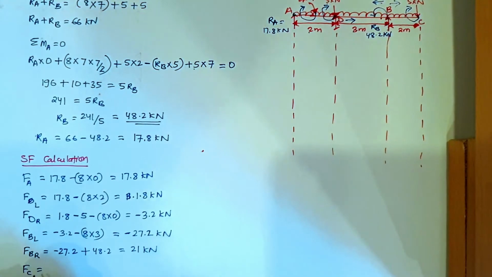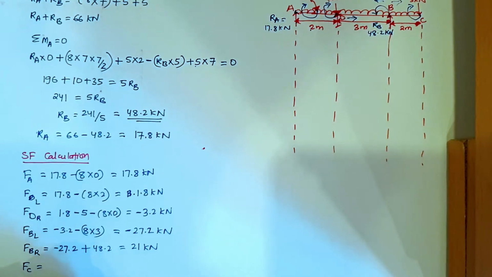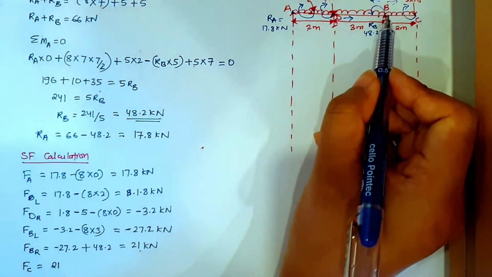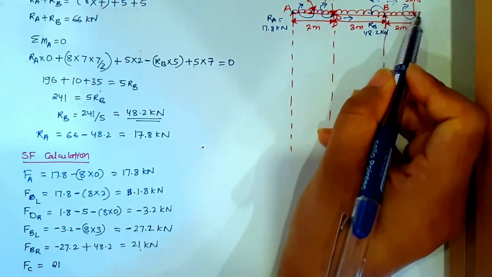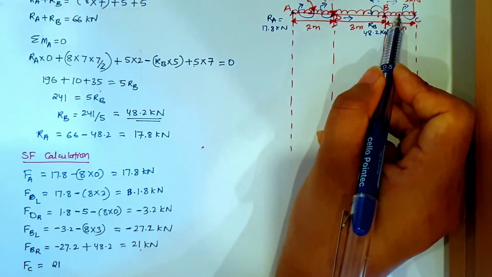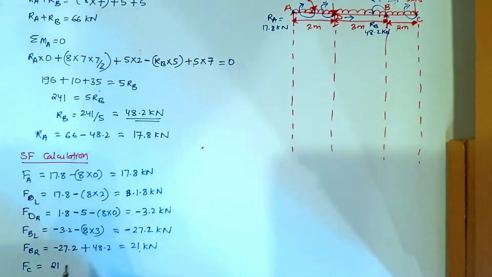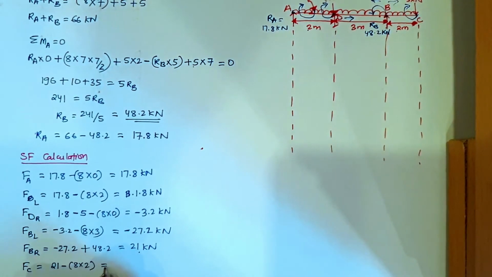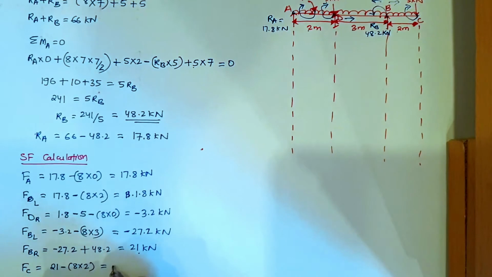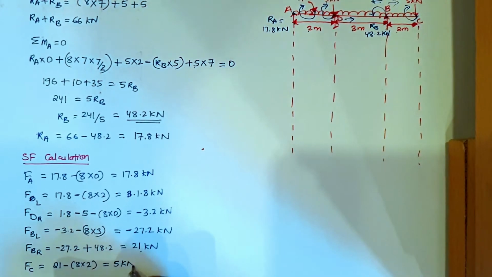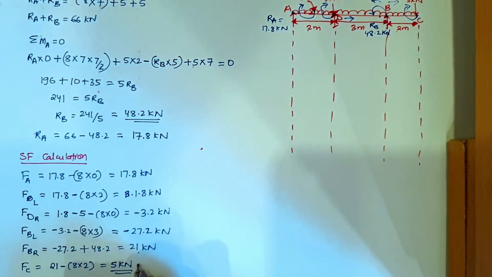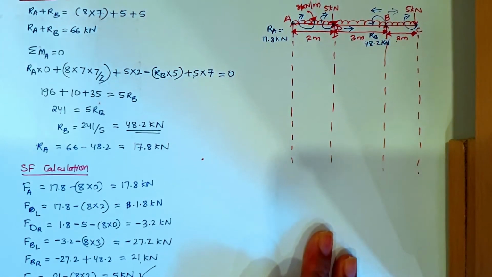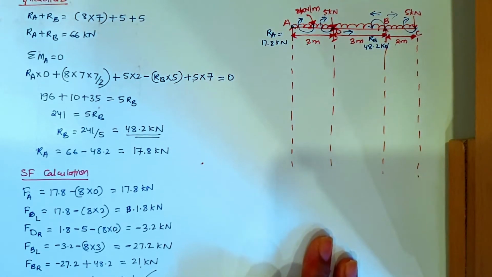Force at C should come exactly equal to 5 kilonewton. Let's see, the last force that we got is 21. Now from B to C, we have a UDL that has run for a distance of 2 meters, so we have minus 8 into 2. So 21 minus 16 will give you exactly 5 kilonewton. So we have exactly 5 kilonewton at point C. Now let's draw the shear force diagram.